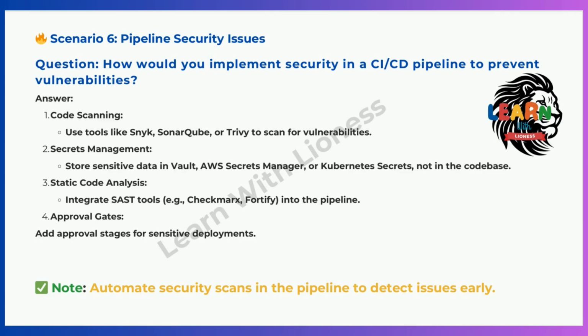3. Static code analysis. A. Integrate SAST tools, for example Checkmarx, Fortify, into the pipeline. 4. Approval gates. A. Add approval stages for sensitive deployments. Note: automate security scans in the pipeline to detect issues early.